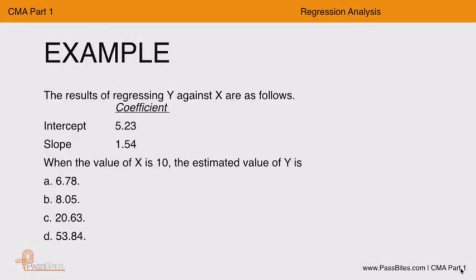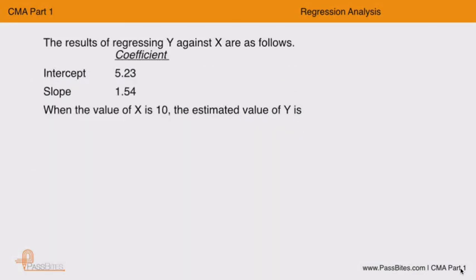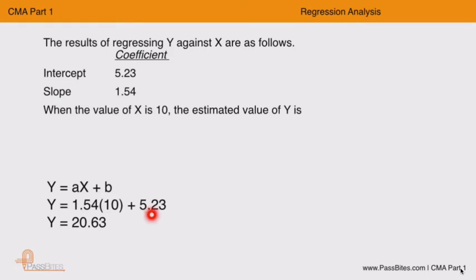Let's take a simple example here. The results of regressing y against x are as follows. We have an intercept and slope value. When the value of x is 10, we need to estimate the value of y. We will put these values in an equation, and so here the intercept value is b, the slope value is 1.454. We put the numbers there, we will get the answer of y. That means the y value will be 20.63 when the x value is 10.